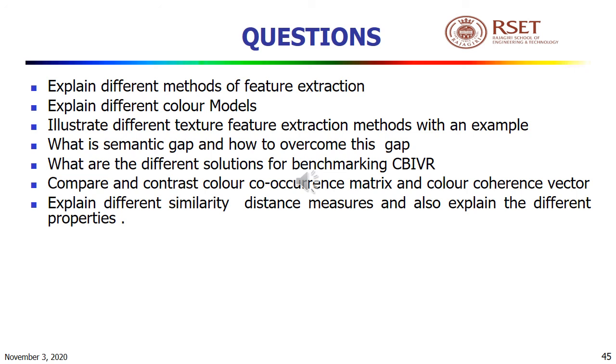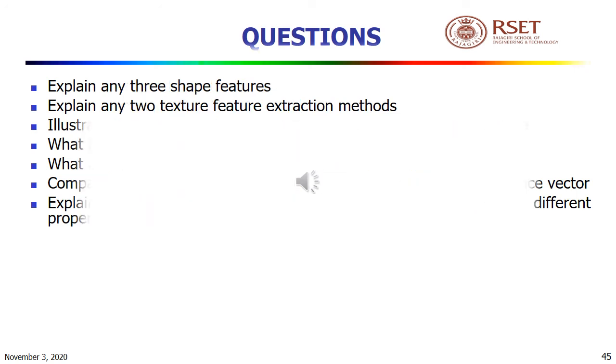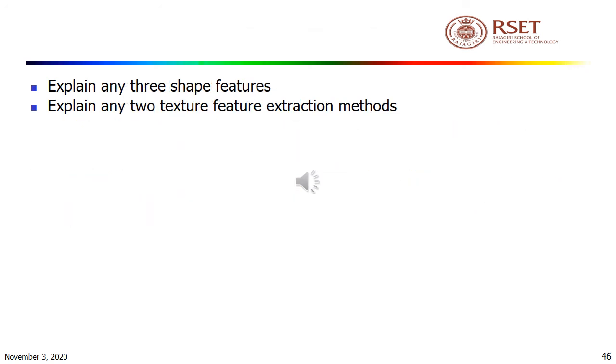Explain the different methods of feature extraction, explain the different color models, illustrate the different texture feature extraction methods, semantic gap and how to overcome this gap, the different solutions for benchmarking CBIVR, and compare and contrast the color co-occurrence and color coherence vector, explain the different similarity distance measures, and also explain the different properties and the different shape feature extraction methods and the different types of texture feature extraction methods.